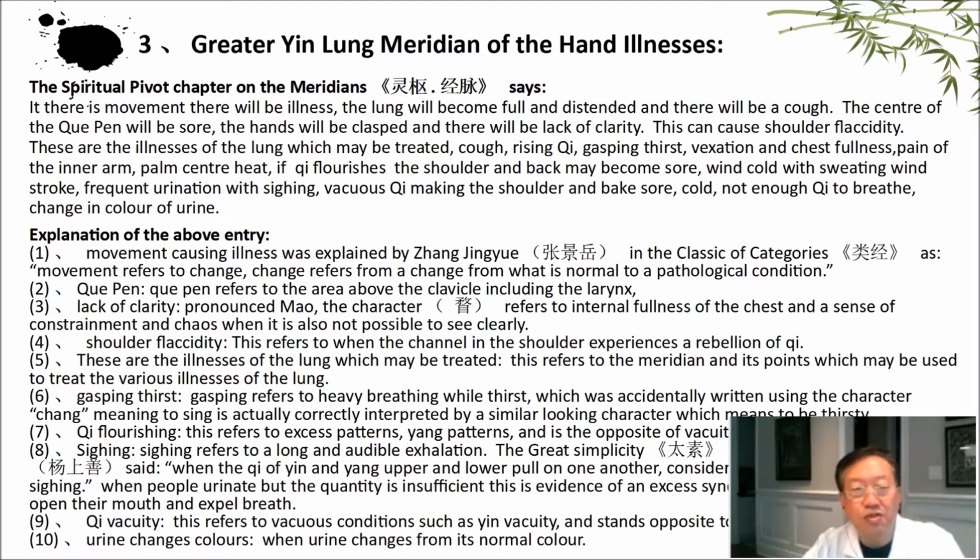8. Sighing. Sighing refers to a long and audible exhalation. The Great Simplicity, written by Yang Shangshan, said, when the qi of yin and yang, upper and lower, pull on one another, consider how there is frequent sighing. When people urinate but the quantity is insufficient, this is evidence of an excess syndrome, and typically they will open their mouth and expel breath.